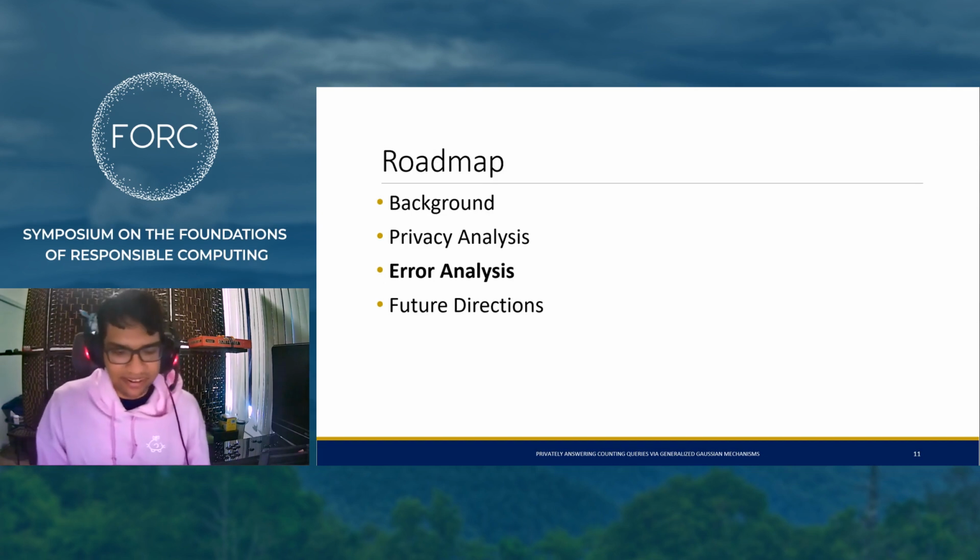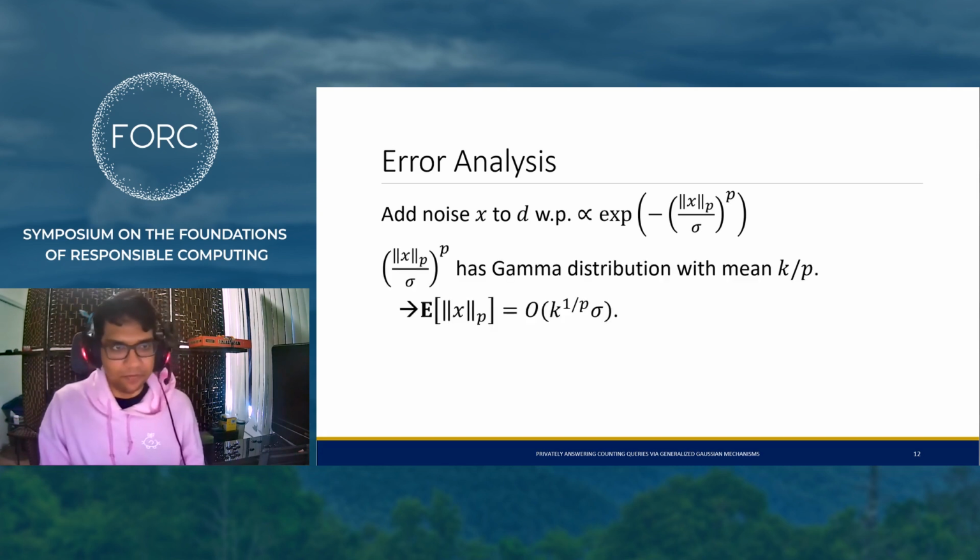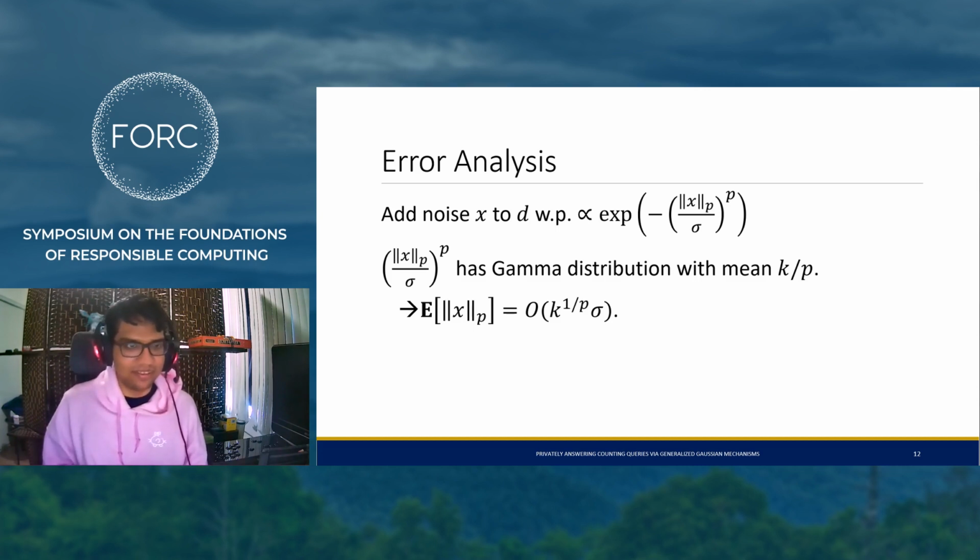Okay, so now let's move on to the error analysis, and the error analysis will end up being a lot simpler. So basically, we know we add noise x to d with probability proportional to exponential negative LP norm of x to the p. So again, just using change of variables, this tells us that the LP norm of x to the p, with the scaling factor sigma included, has a gamma distribution with mean k over p. And with a little bit of work, this implies that the expectation of the LP norm of x is k to the 1 over p divided by sigma, or times sigma.